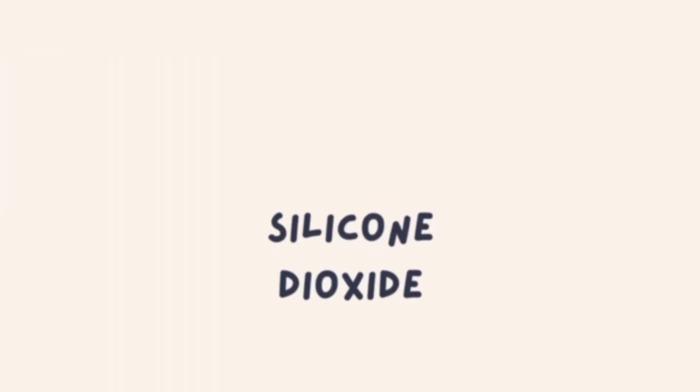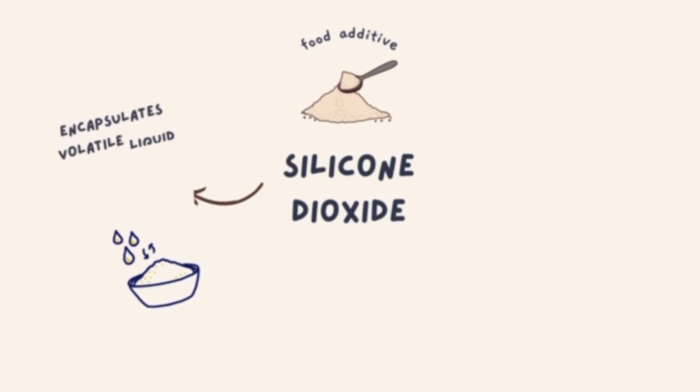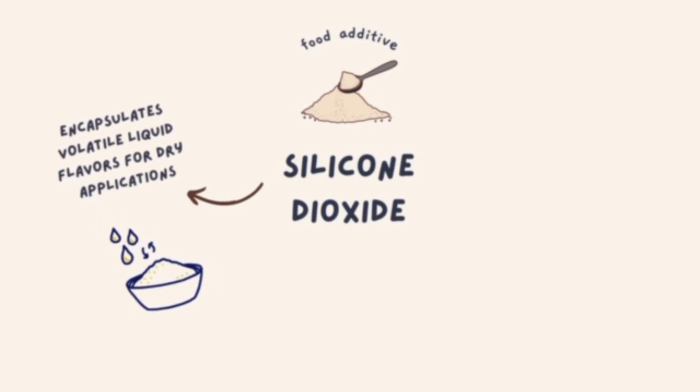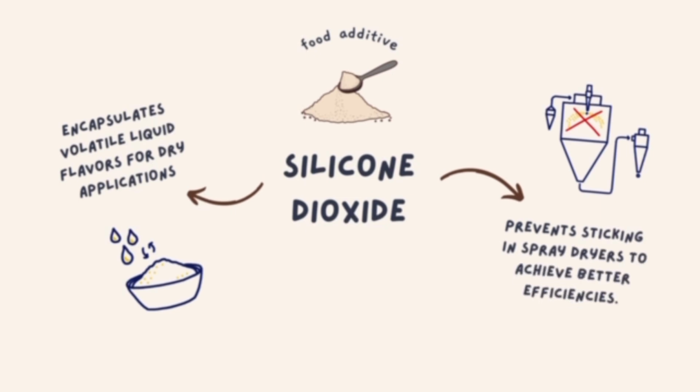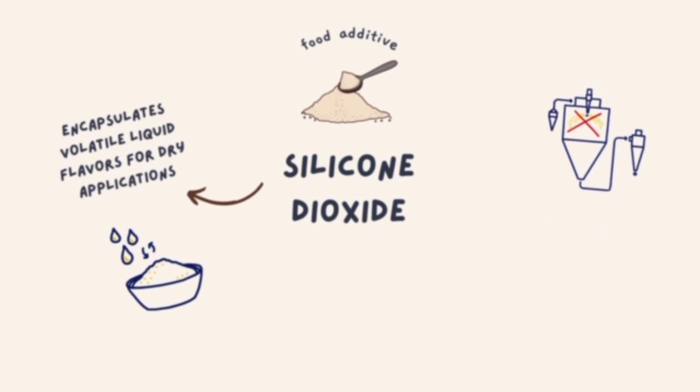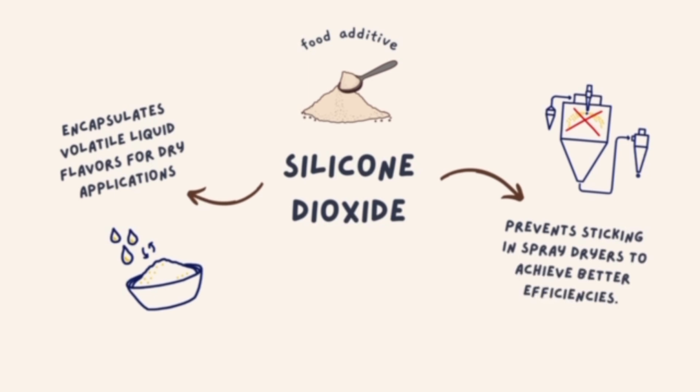Silicon dioxide's role in the food system. Silicon dioxide is widely used as a food additive in powder or granulated products for many reasons. First of all, it encapsulates volatile liquid flavors for dry application. Second of all, it prevents sticking in spray dryers to achieve better efficiencies. Silicon dioxide allows quick dispersion of dry ingredients in liquids by clinging to the food particles and keeping them from clumping. This allows powdery products to remain free-flowing and other products easy to separate.